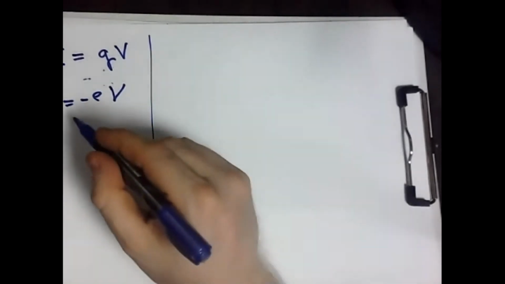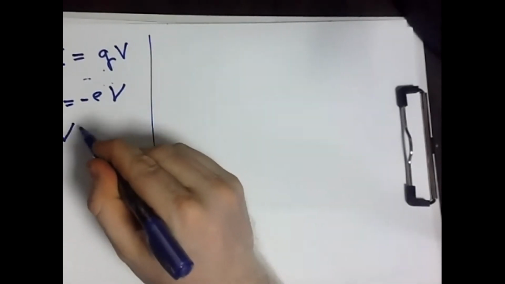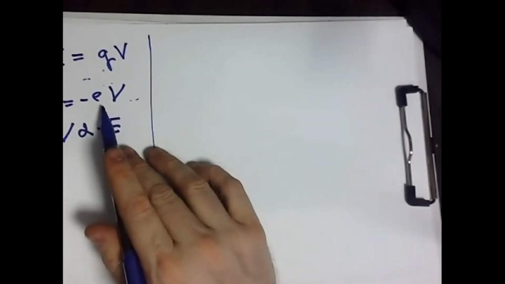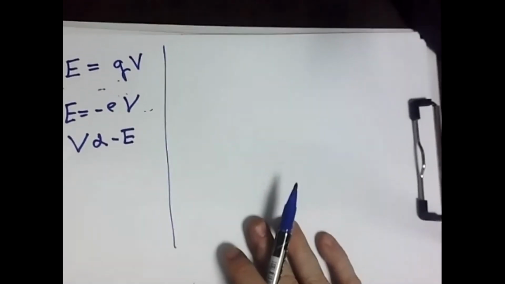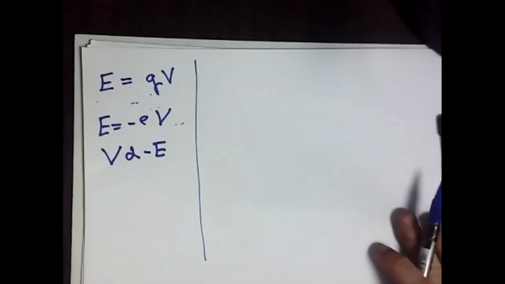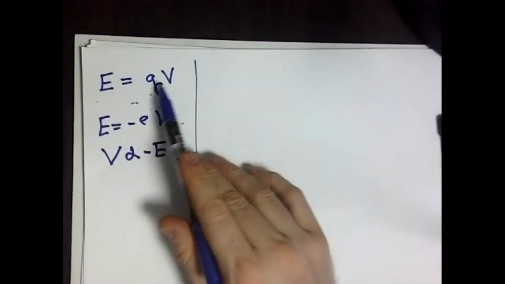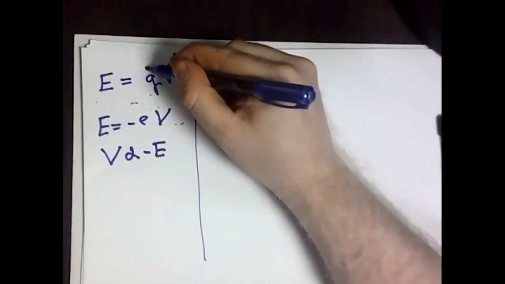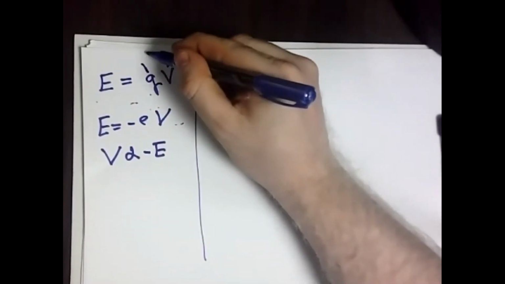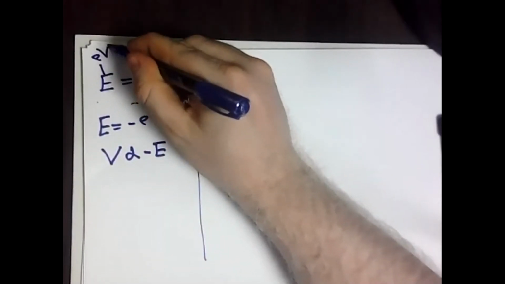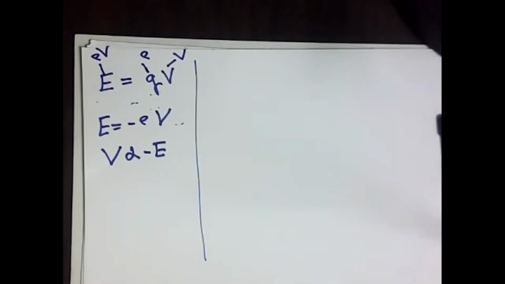What is important for me is V proportional to negative E. And this proportional constant is the small e, or the electron charge. Okay, so E equals QV. Very logical. This has a unit of voltage, and this has a unit of charge, or electron, so the output unit is electron volt. Makes sense.